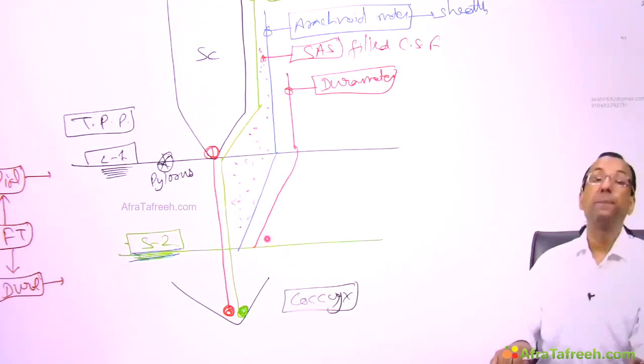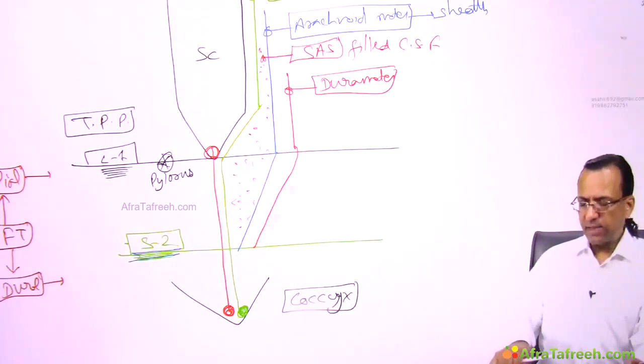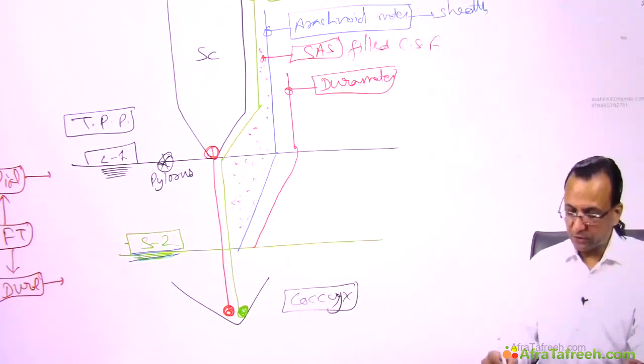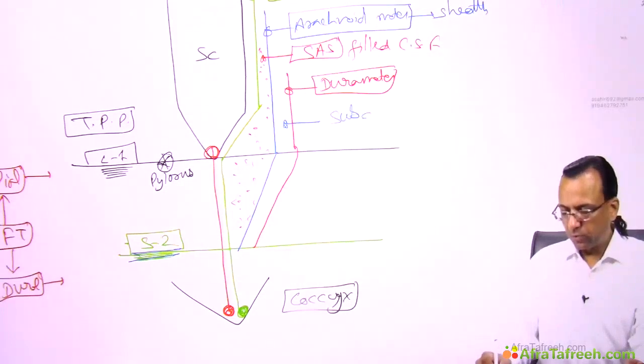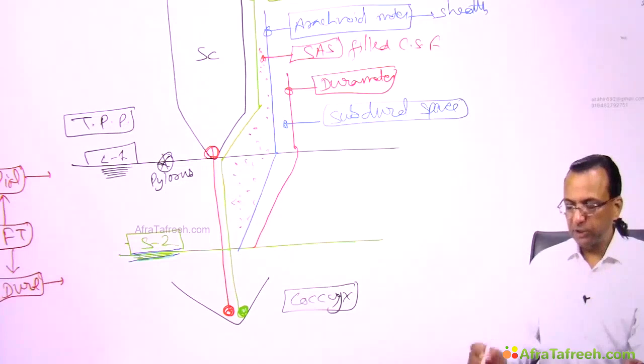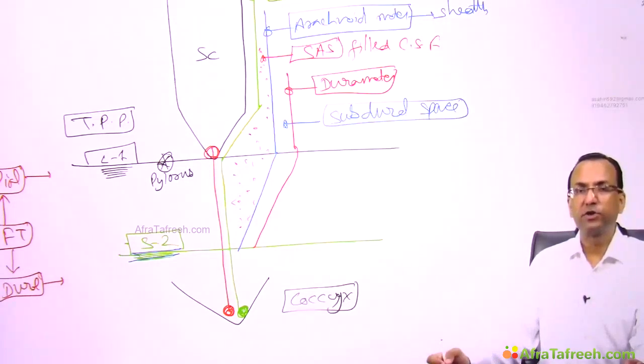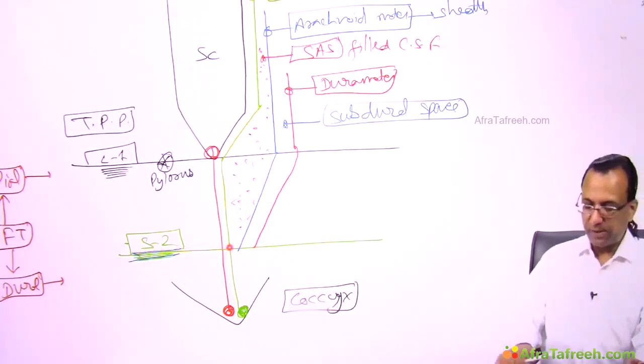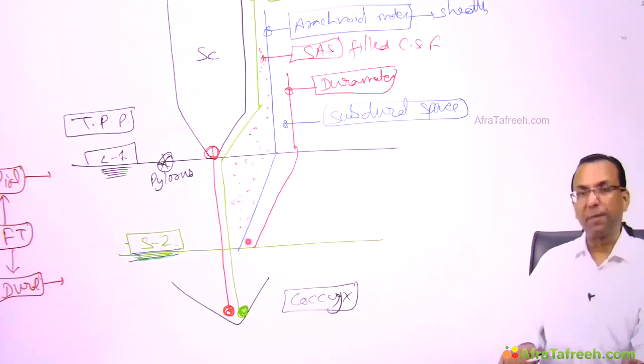vertebra lower border. I think there is a space under dura mater. Yes, you are correct. It is called the subdural space. So where is this subdural space terminating? The subdural space is terminating, of course, at the S2 vertebra lower border. So subdural space and subarachnoid space both are stopping at the S2 vertebra lower border.